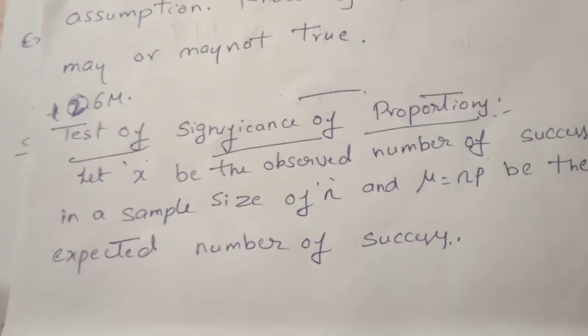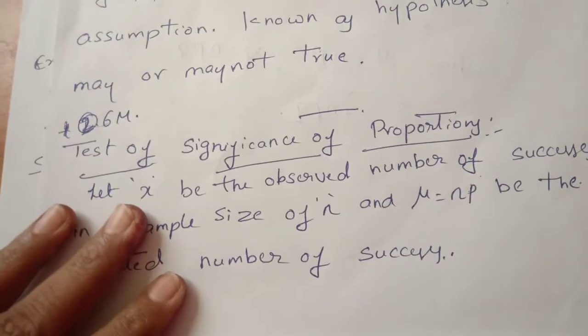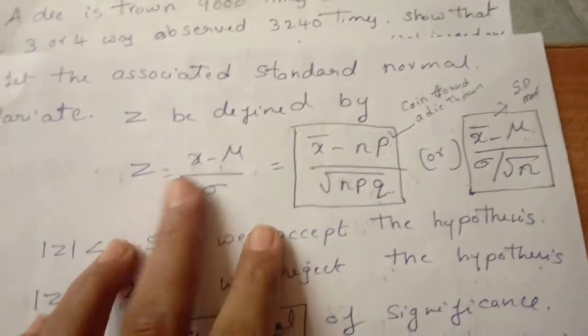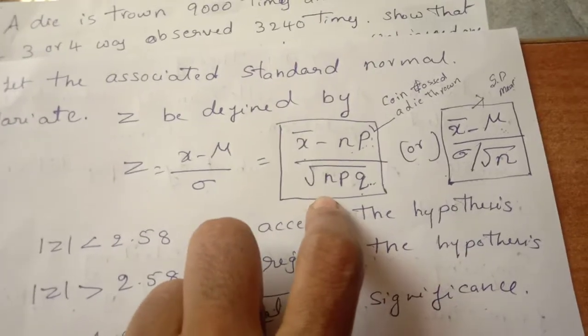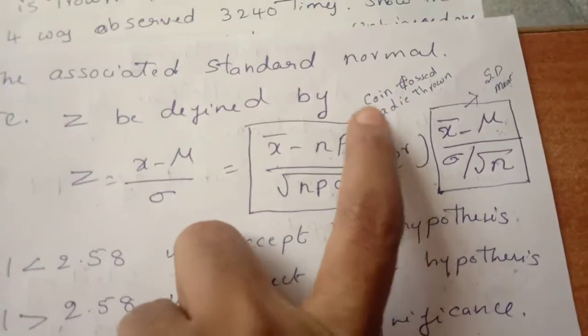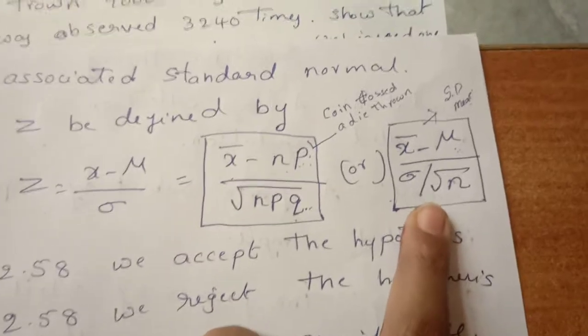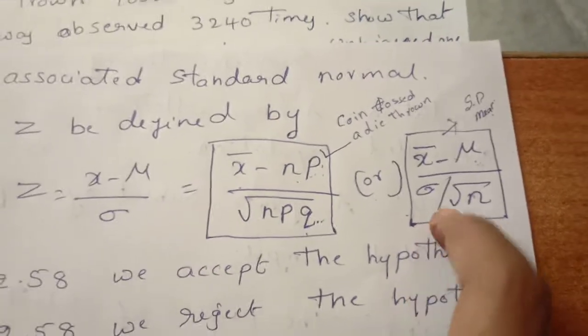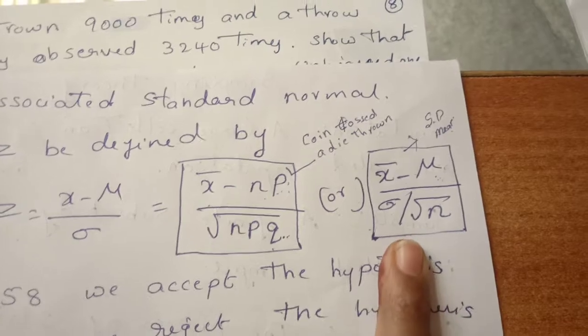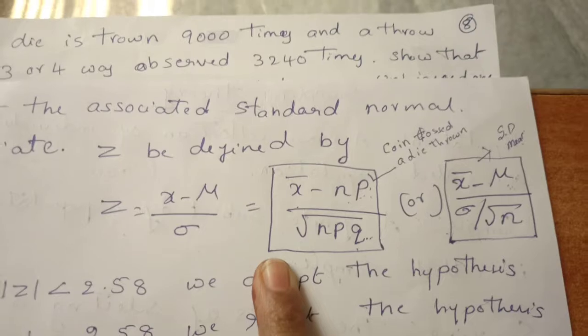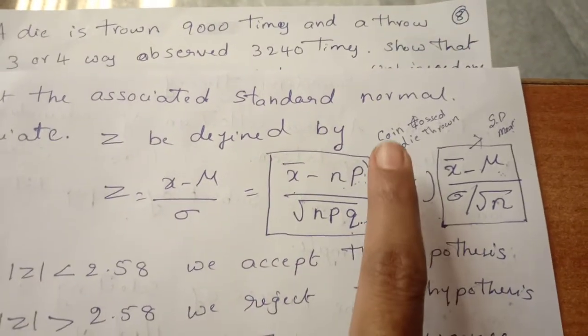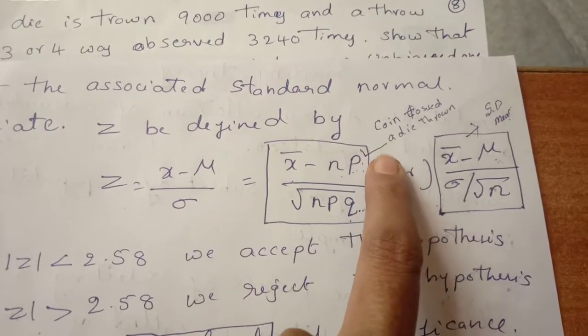So in this video we discuss the second type of problems in the test of significance of proportions. We apply the first formula of Z, that is x bar minus np by square root of npq, when a coin is tossed or a die is thrown. And the second formula we apply when the standard deviation and mean are given. We discussed these problems in the previous video. Now we solve the problems on the first formula, that is when a coin is tossed or a die is thrown.